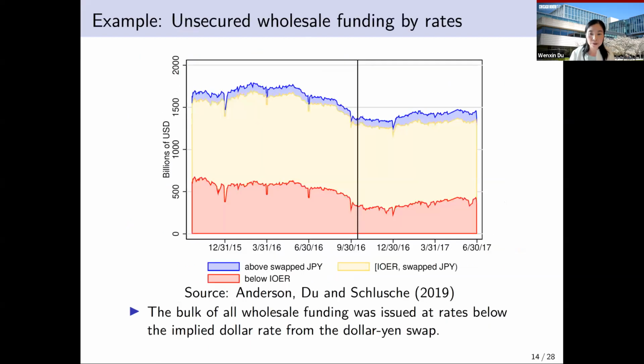Okay, so we don't have much time. For instance, you can look up this paper to see what the actual banks' funding rate is. This plots all the wholesale funding outstanding that is borrowed by large global banks in the unsecured markets. Pretty much everything is below the swapped yen rate. So everything here, except for the blue area, can be considered arbitrage capital for the dollar-yen cross-currency basis. So it's indeed a real arbitrageable opportunity from a global bank's perspective.